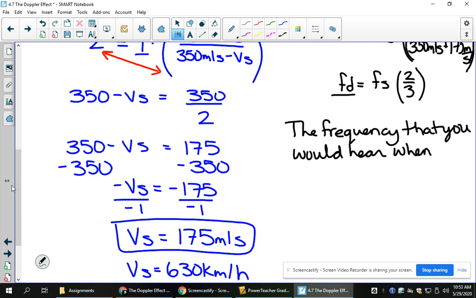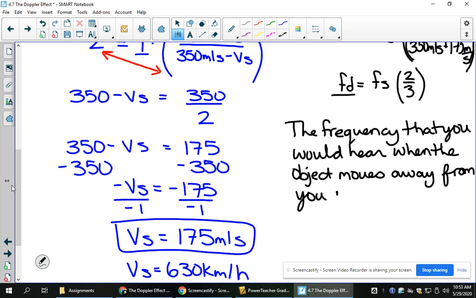When the object moves away, the frequency you hear is, well, what is this? This is multiplying. 2/3 times the frequency. It is 2/3 of the source frequency.